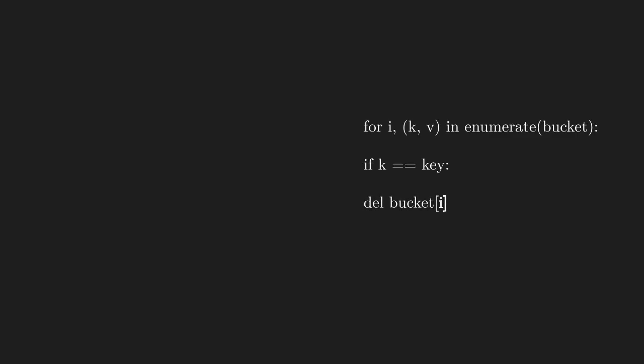During iteration, we check if k equals key. When we find the matching key, we use Python's del statement to completely remove the element at index i from the bucket, del bucket[i]. Crucially, we must immediately return after executing the deletion.